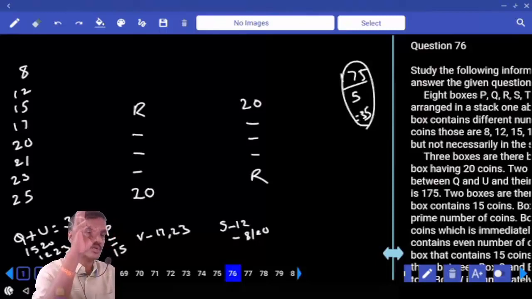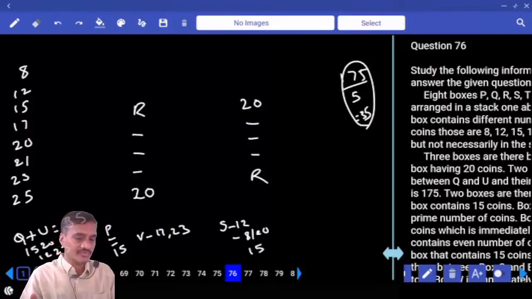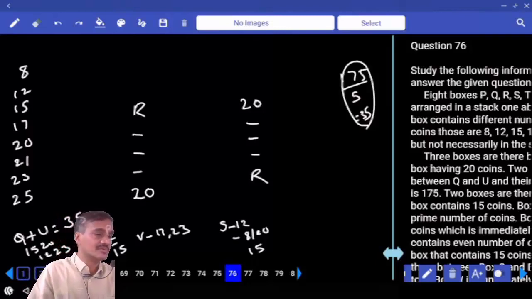We have only three even numbers, 8, 12 and 20. And S is 12, which is immediately above 8, and immediately above the box 15. Now this S is above the box that is 15. And there you go. Now if 15 is here, between P and 15, how many boxes do we have?